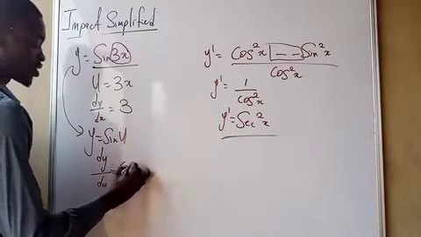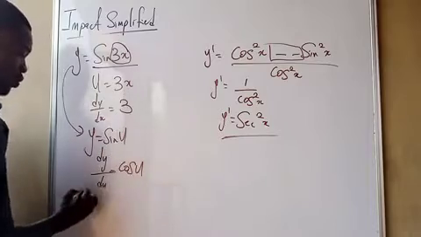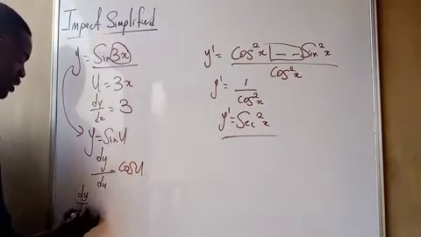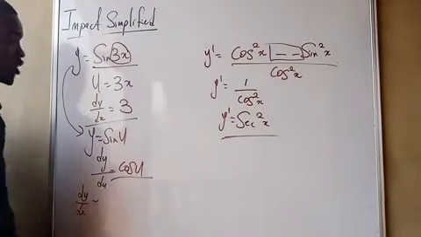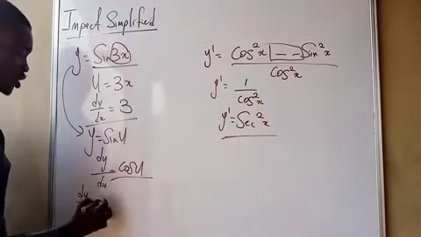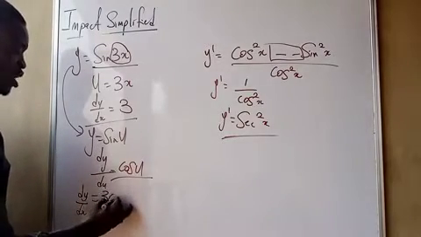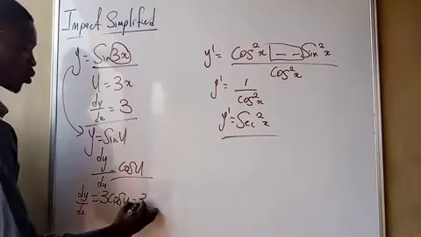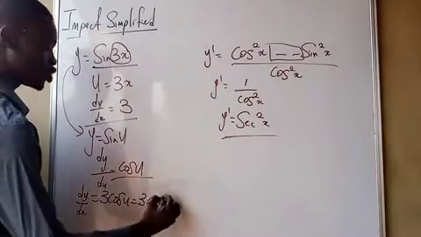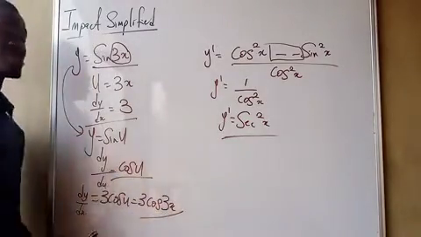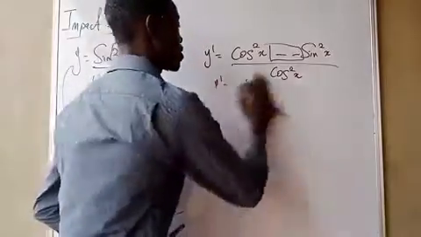What is the differential of sine? Cos u. And what is your dy over dx? You multiply the 2 differentials together. So if you multiply these together, what do we have? We have 3 cos u. And what is your u from the equation? Your u is 3x.